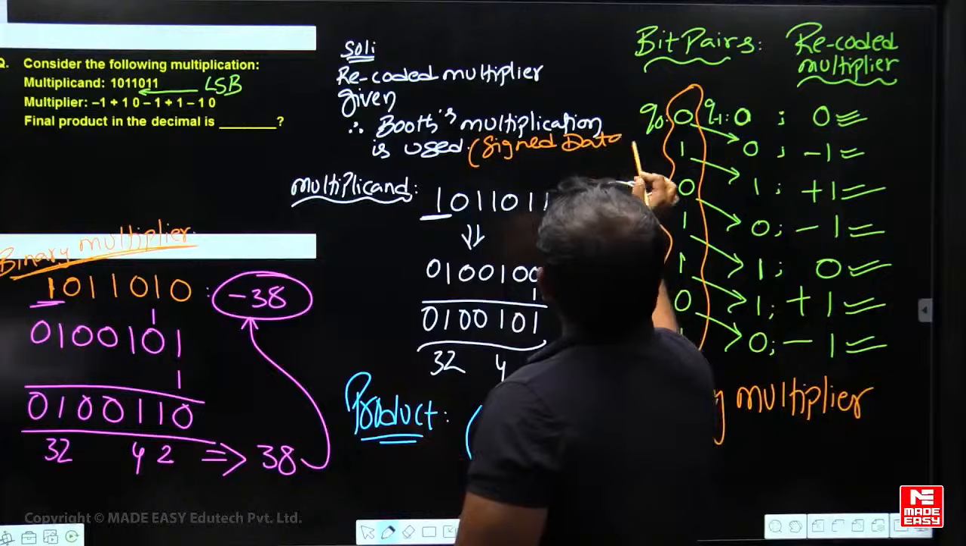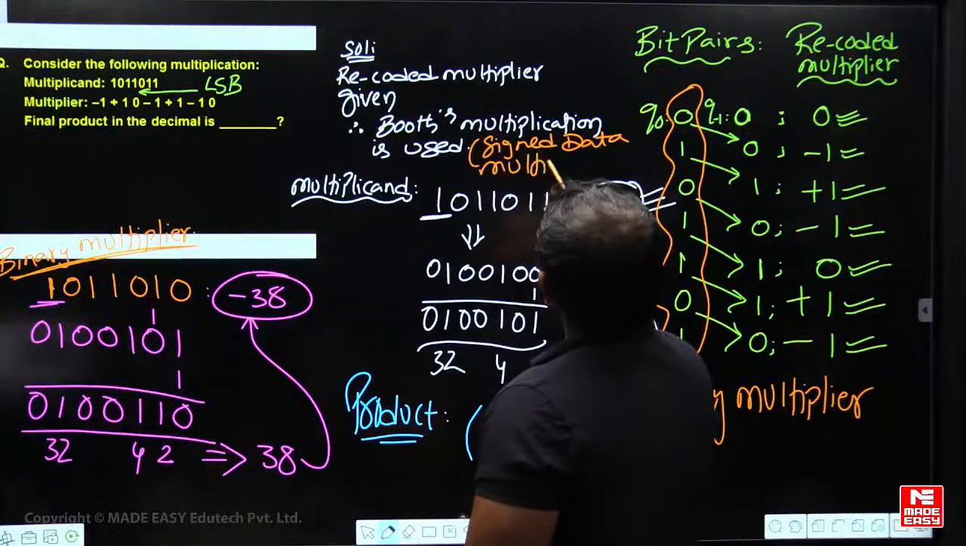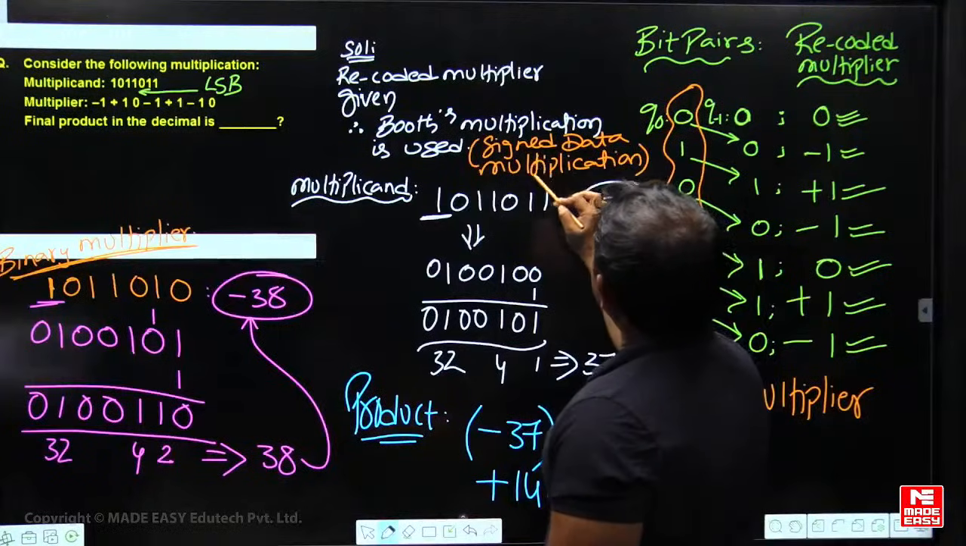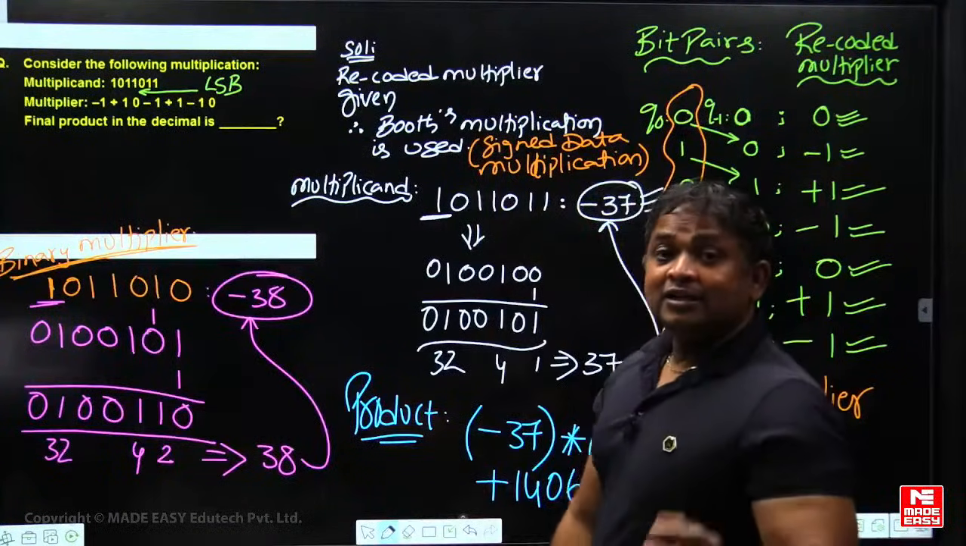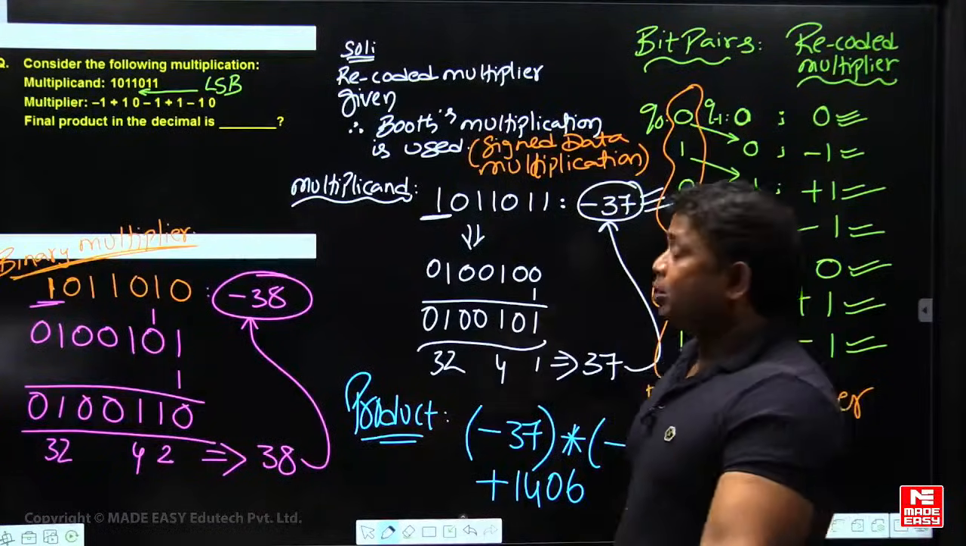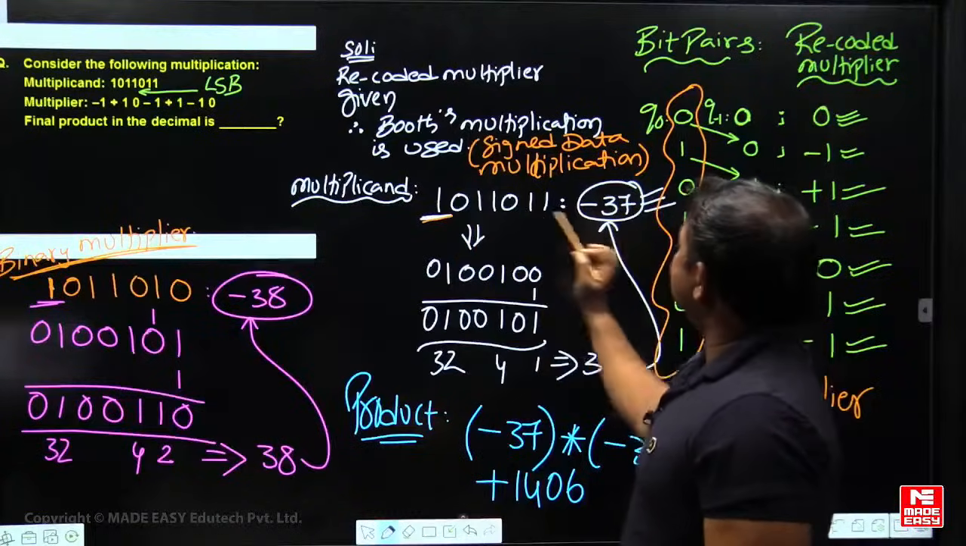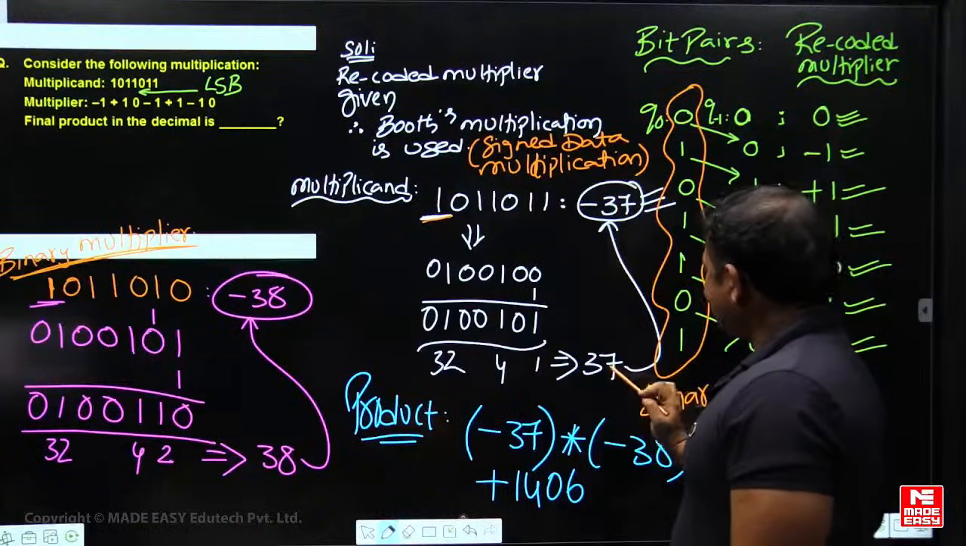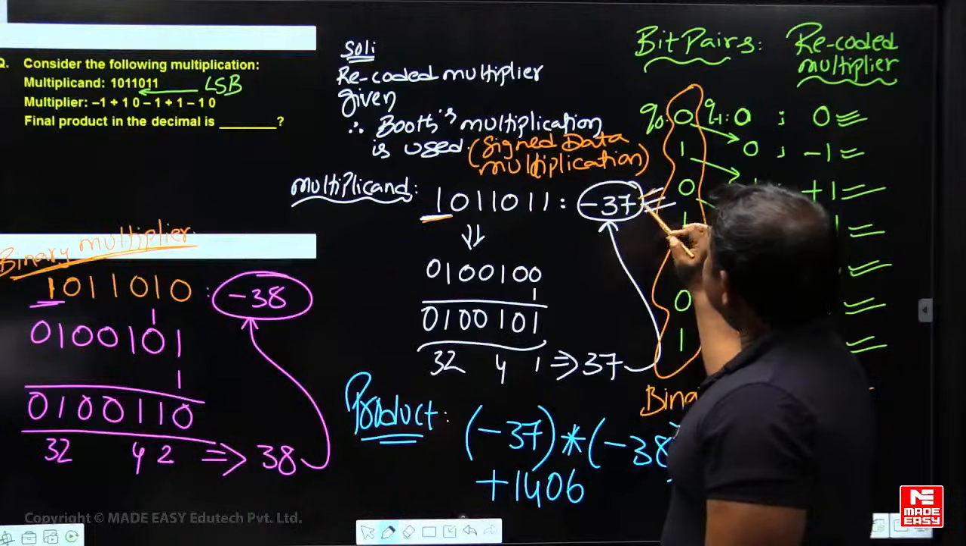Booth's multiplication is mainly used for signed multiplication. It is designed for signed multiplication. That's why the data is signed data, default 2's complement. MSB bit is 1, sign is negative. Take the 2's complement, after that the value is -30.